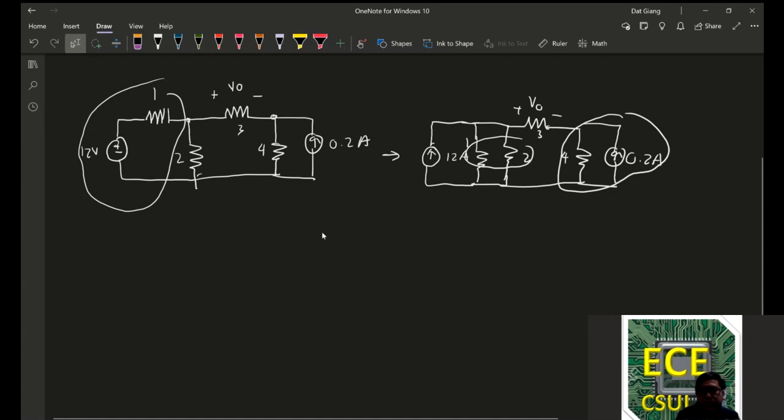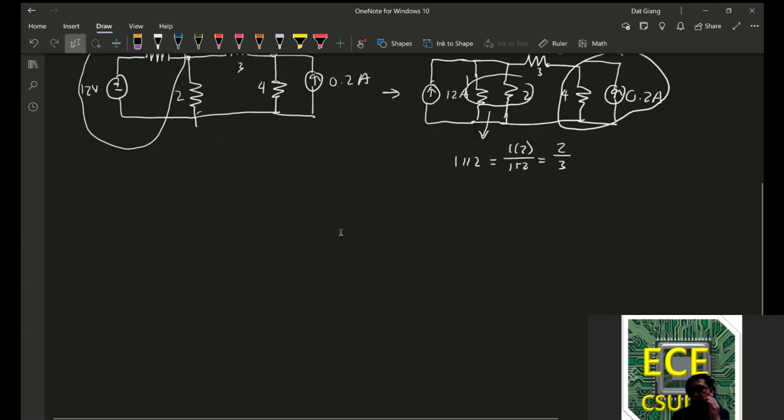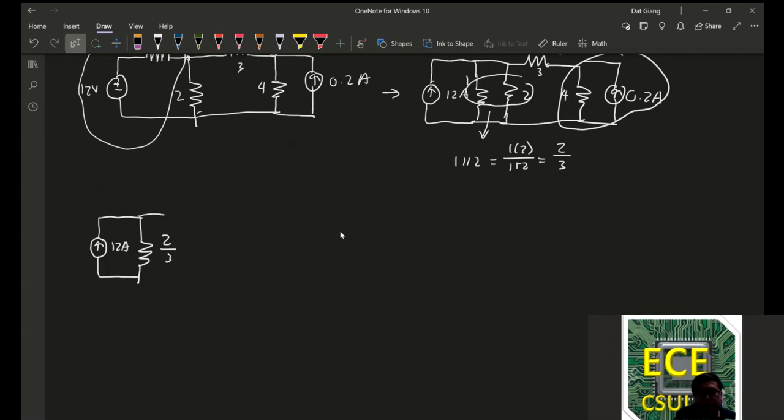Okay, so let's do that. I'm going to consider this combination first. 1 in parallel with 2. 1 times 2 over 1 plus 2. This is going to be 2 over 3. So that's our resistance. What about this transformation? Well, this transformation makes something like this. So I'm going to look at it one at a time. So 2/3 and 2/3 ohm.